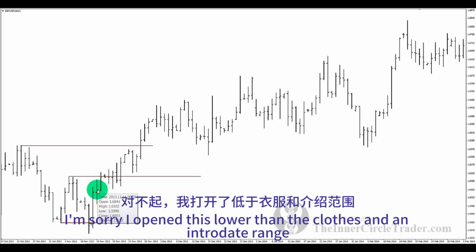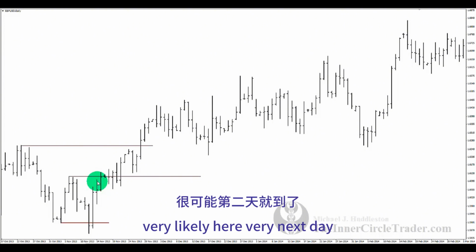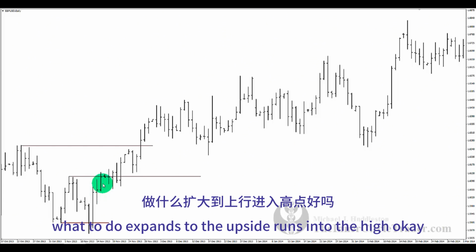I'm sorry, yeah, open that's lower than the close. Okay, and an intraday range exiting out at a profitable objective, very likely here. Very next day, same thing happening. We have an opening price, a move lower, Judas swing lower. We want to be buying, okay? What does it do? It expands to the upside, runs into the high, okay?